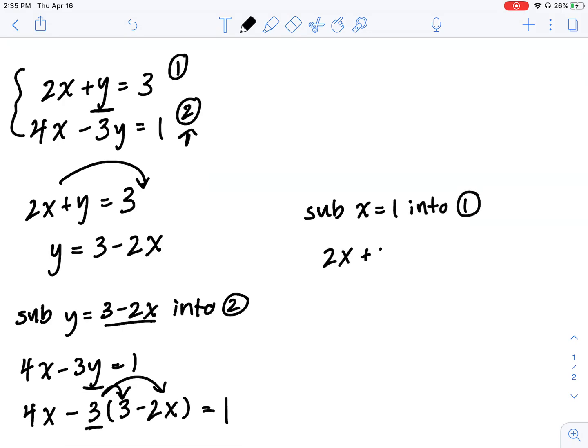Equation 1 is 2x plus y equals 3. And instead of x, I'm just going to replace it with 1. So 2 plus y equals 3. y equals 3 minus 2. y equals 1.